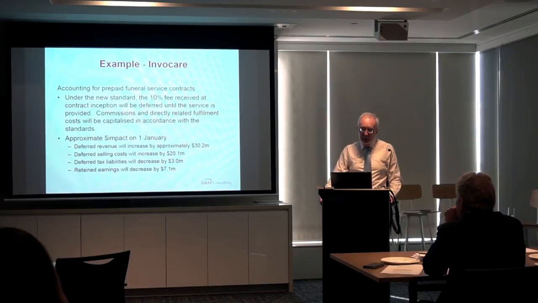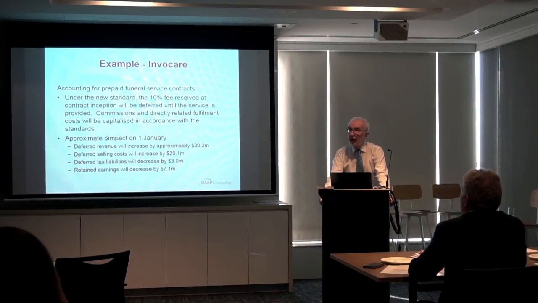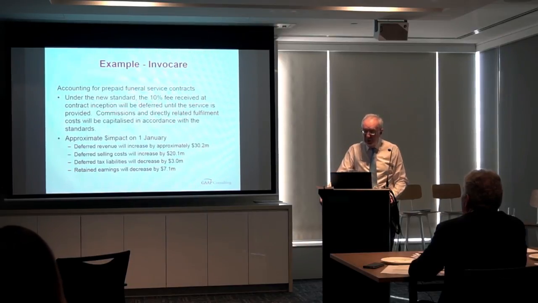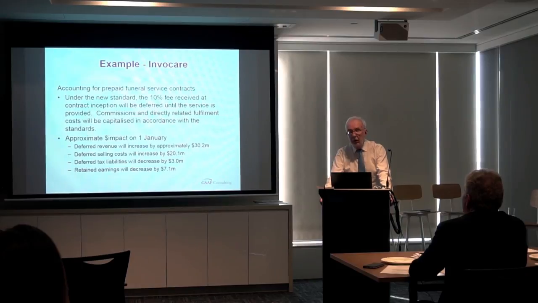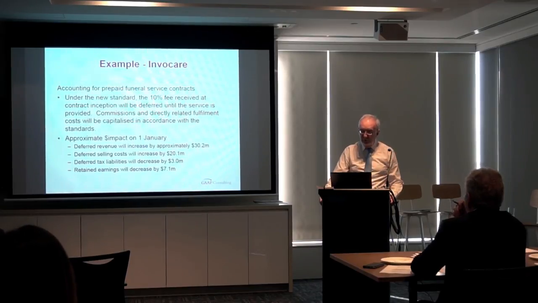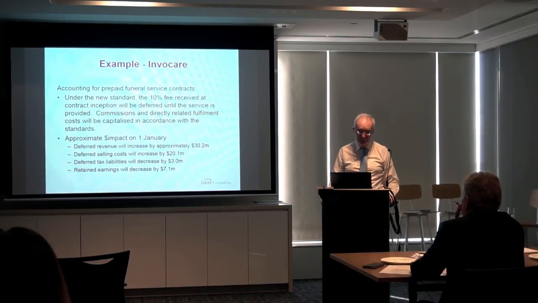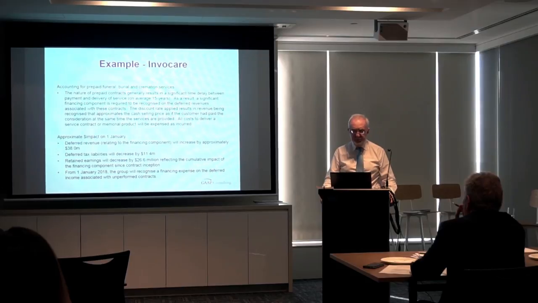So what's the impact? EnviroCare said, well, deferred revenue will increase by 30.2 million. So a significant number. Deferred selling costs will increase by 20 million. And remember, most of these accounting changes have a deferred tax consequence. Deferred tax liabilities will decrease and retained earnings increase. That's very good disclosure on issues not yet operative, on prepaid costs.